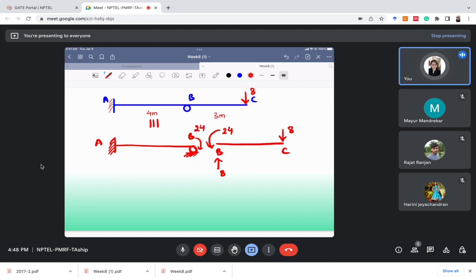So from the free body diagram also, the moment at B is coming out as 24 kilonewton meters. Either you can directly make it or you can draw the free body diagram. Anyhow, you'll get the moment at B as 24 kilonewton meter. Any problem? Any issues with the free body diagram?